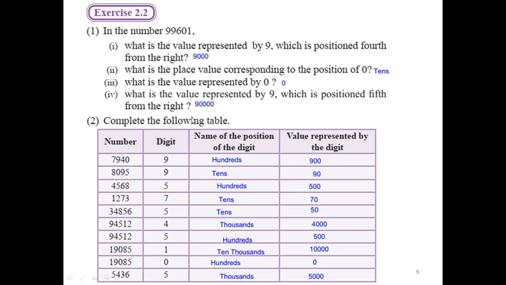Okay, now let's look at the next exercise. You are given a number and you are given a digit. Name of the position of the digit, value represented by this digit. I will do one for you. Here, look at the digit that is in ones place, tens place, hundreds place. This is in hundreds place. So, position is hundreds place. Value is 9 into 100 means 900. Okay. So, you can continue doing this exercise and check the answers with this.